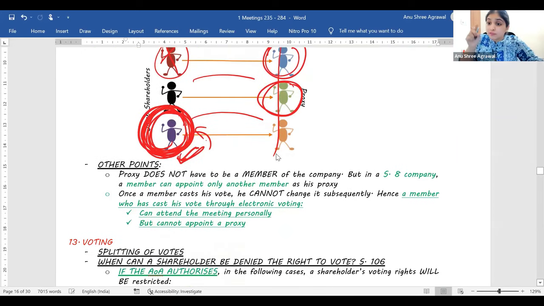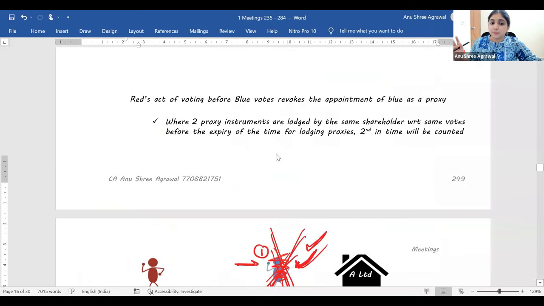Then tell me, what if the proxy has already voted? Then can the shareholder again put his vote? No. Once a proxy votes, the shareholder cannot vote again. All right, so this is it about the proxy discussion.